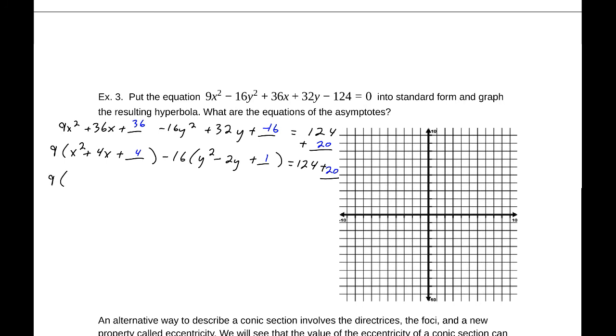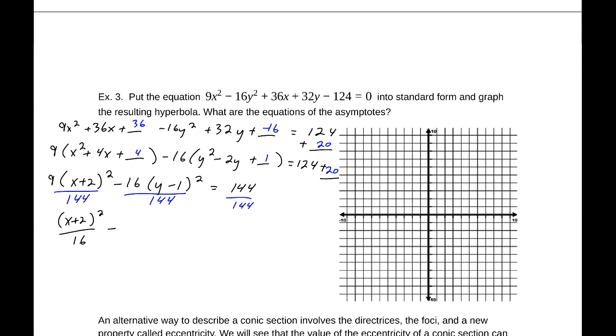All right, now factoring that, we have x plus 2 squared minus 16, that'll be y minus 1 squared equals 144. Dividing both sides by 144. All right, that would be x plus 2 squared over 16 minus y minus 1 squared over 9 equals 1. Okay. So I can tell that my center is -2, 1. There's my center.